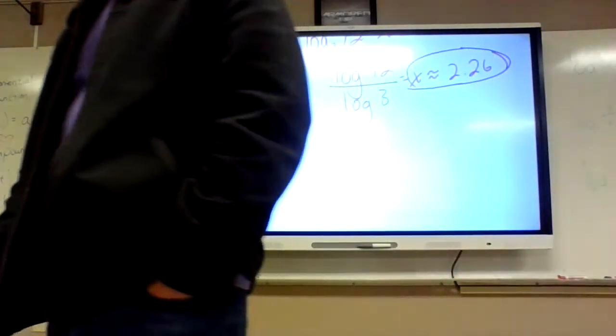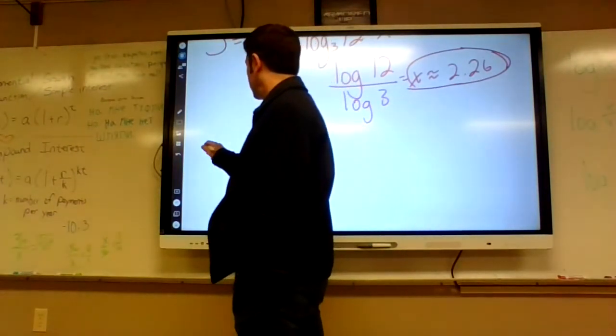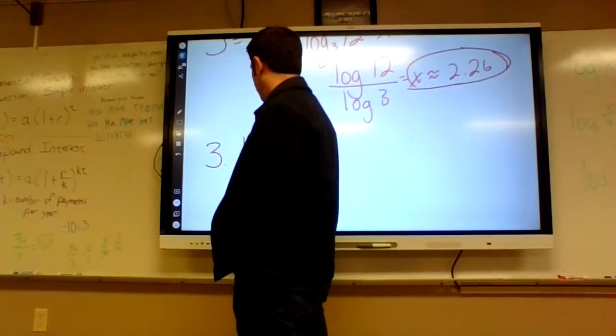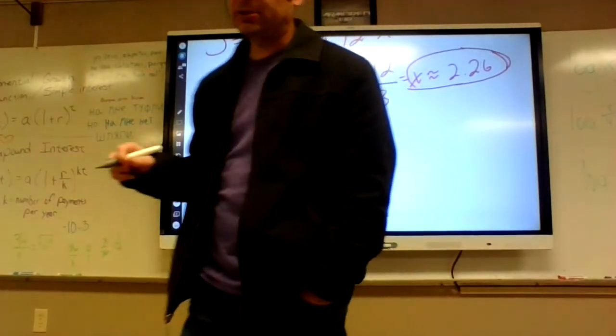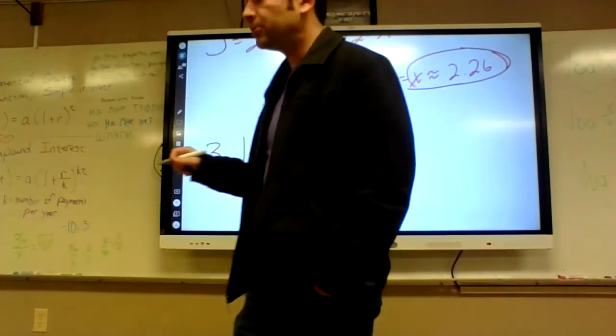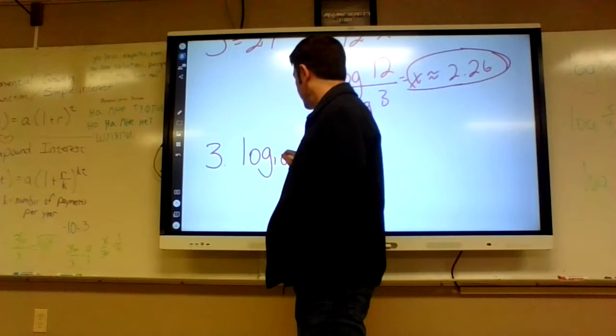Okay, so number 3 is what? How do we set up as a log function? Log base 1.06 of 3 equals x. And then in the calculator, you can plug in log of 3 divided by log of 1.06.